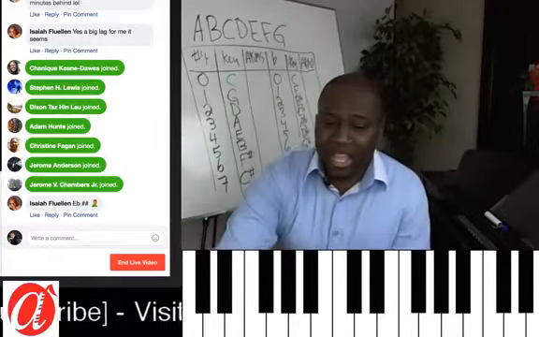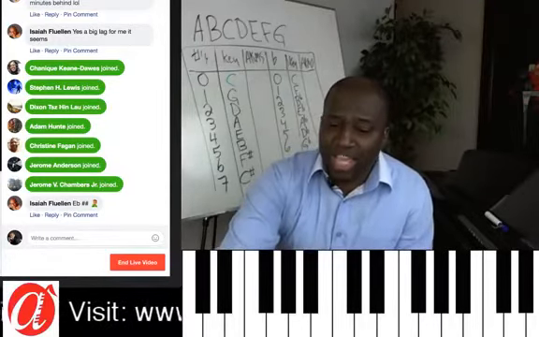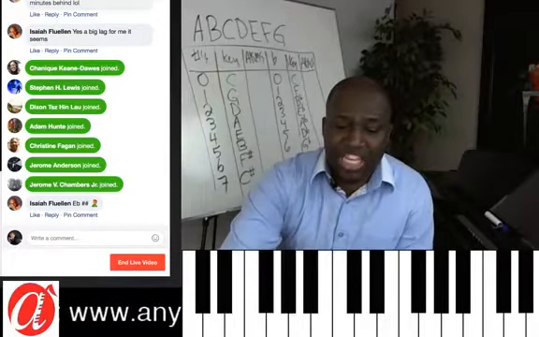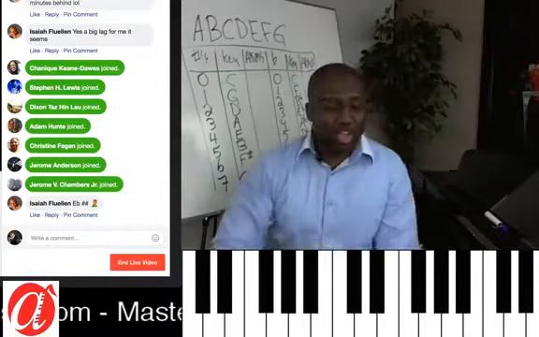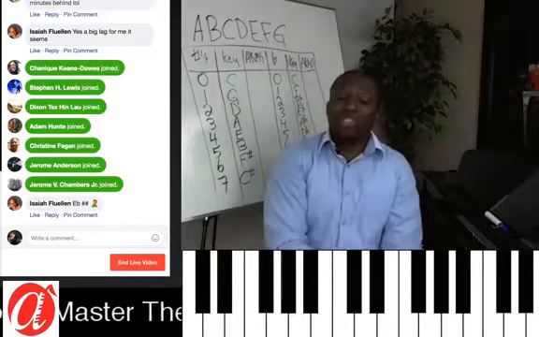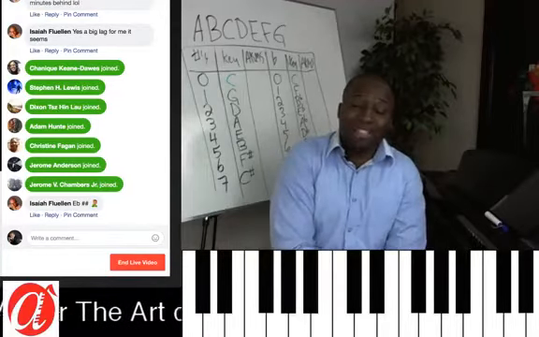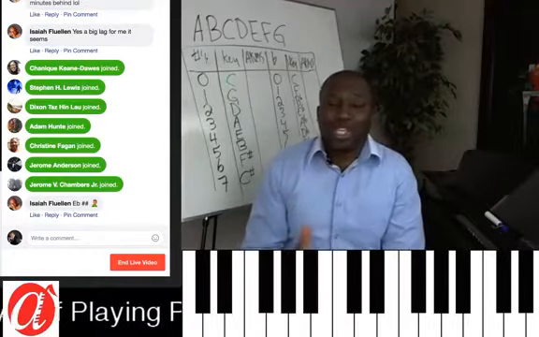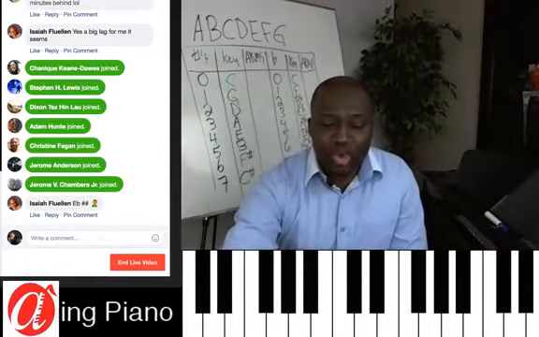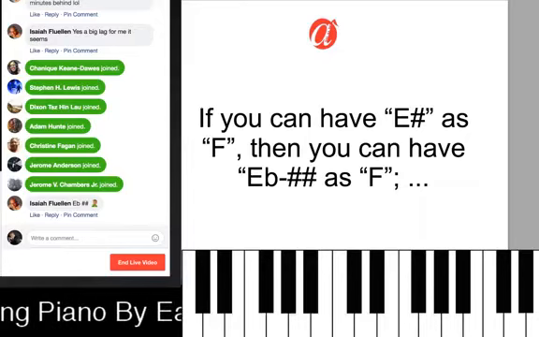So then the next thing they said was, well, if you can have E sharp, then guess what else you can have? You can also have E flat double sharp as F. Once again, all you musicians know that if you go one semitone below E, it's E flat. And the distance between E flat and F is 2 semitones. So that means you can say that E flat double sharp is F.